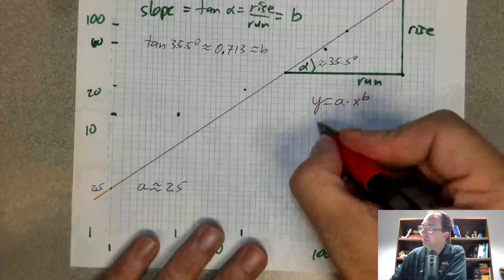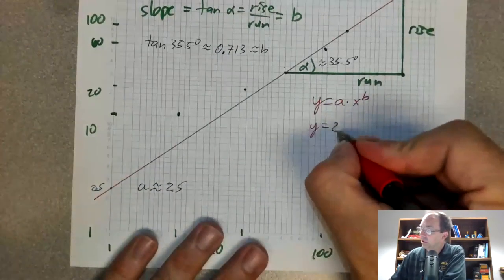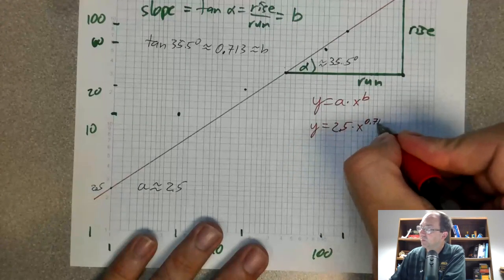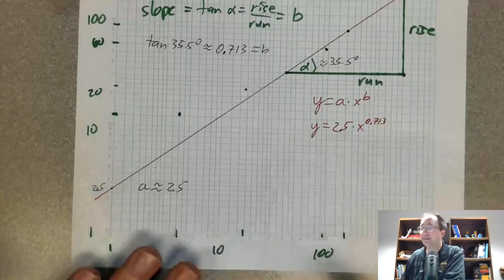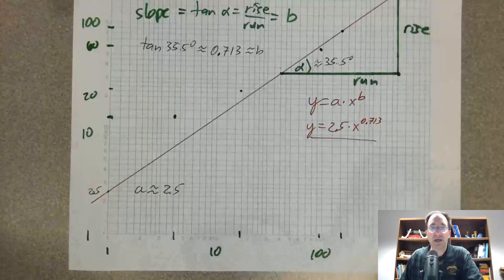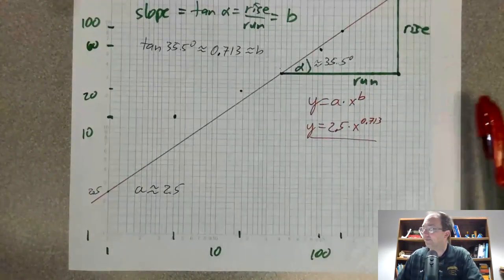And so our model then is 2.5 times x to the 0.713. Now that's just an estimate based on our best fit line. We'll try it out on Excel and see how good we did here in a second.